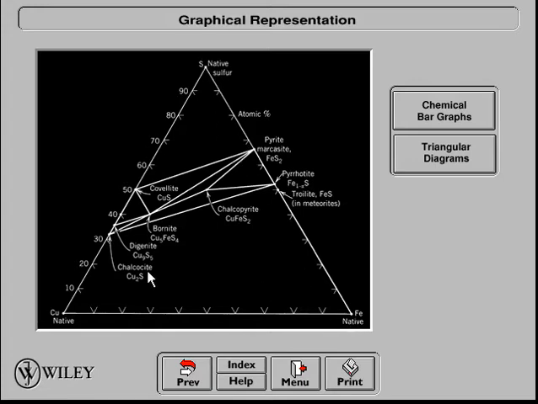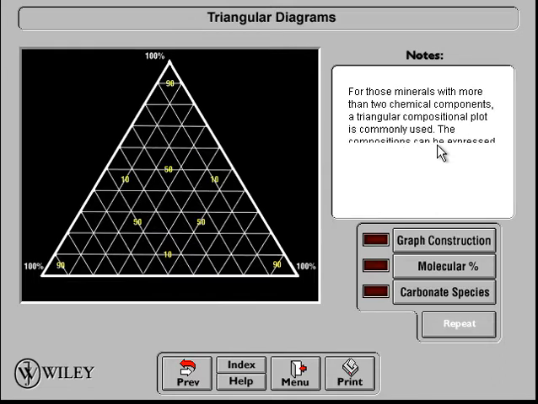We started with this triangle, and here we have the bottom. We are pressing now the bottom on triangular diagrams, yeah. So here we have a triangle diagram. Here in every corner we have a component, and in every corner we have 100% of such a component. For example, here we have a component A, here we have maybe B, here we have C.